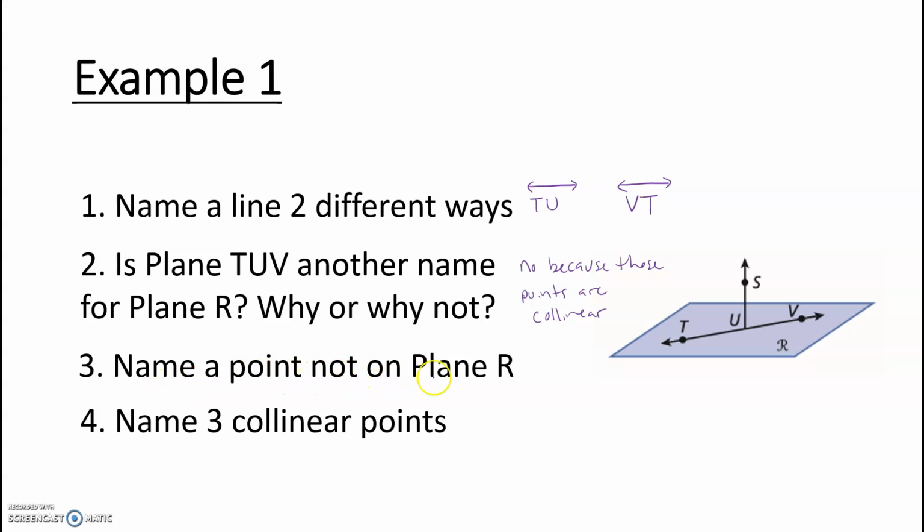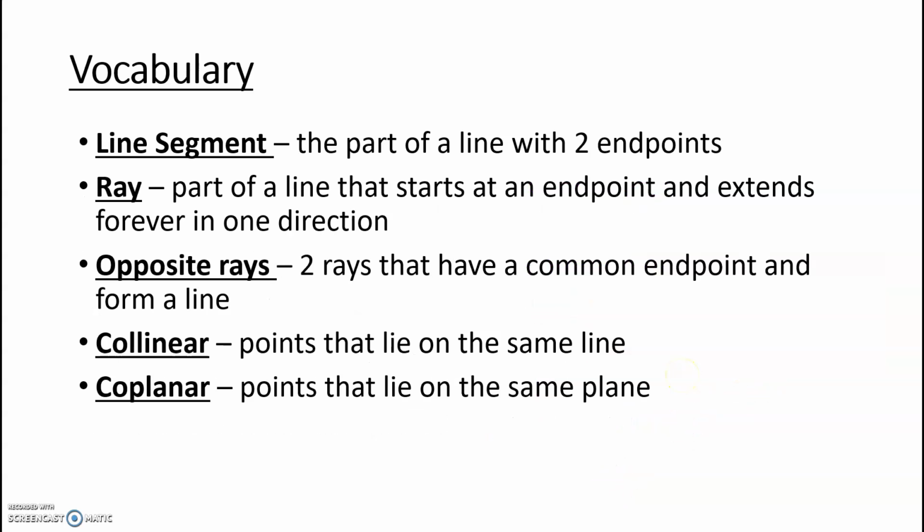Name a point not on plane R. So here's plane R. Looks like S is off on its own, so we're going to write out point. Okay, don't just write S. You have to tell me it's point S. Name 3 collinear points. Well, we already kind of talked about that. Here's a line and the 3 points that are on it. So points, you don't have to write it out every single time. You can just write points T, U, and V are collinear, are on the same line.